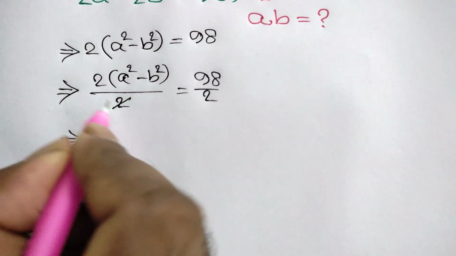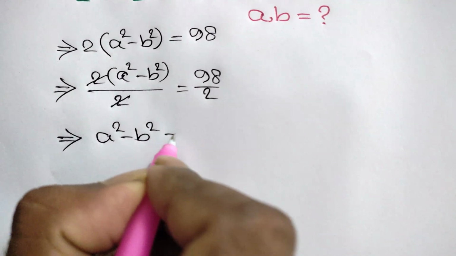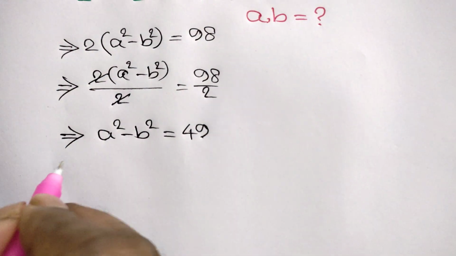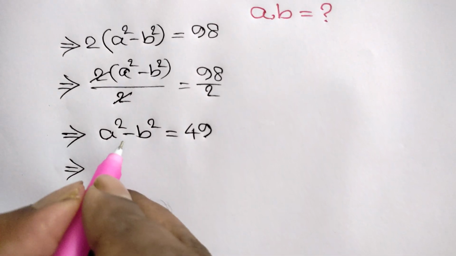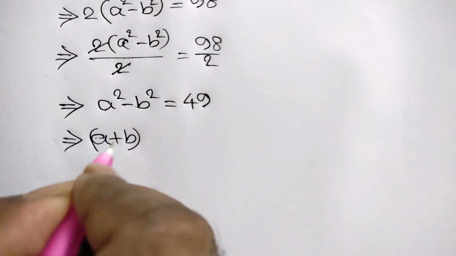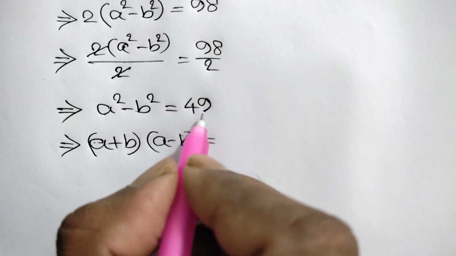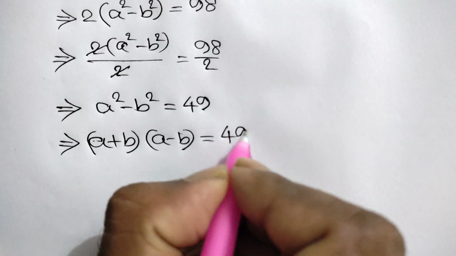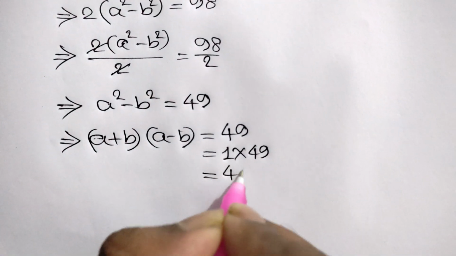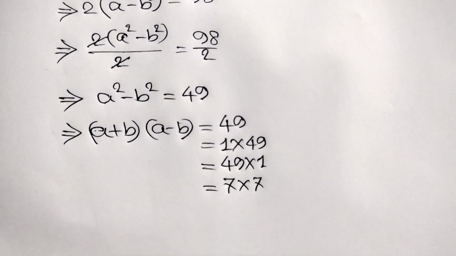or this 2 cancels out this 2, so here we will get a² − b² = 98 over 2, which is 49. This is a difference of squares, so here we can write (a + b) times (a − b) is equal to, now factorizing 49, we can write 1 times 49, 49 times 1 and 7 times 7.